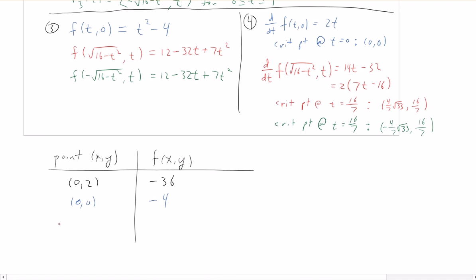And on the circular arc, we got these 2 points. 4/7 times root 33, comma 16 over 7. And the same thing, but with negative x-coordinate. And if you plug either of these into the function, you get negative 172 over 7, which is approximately negative 24.6.